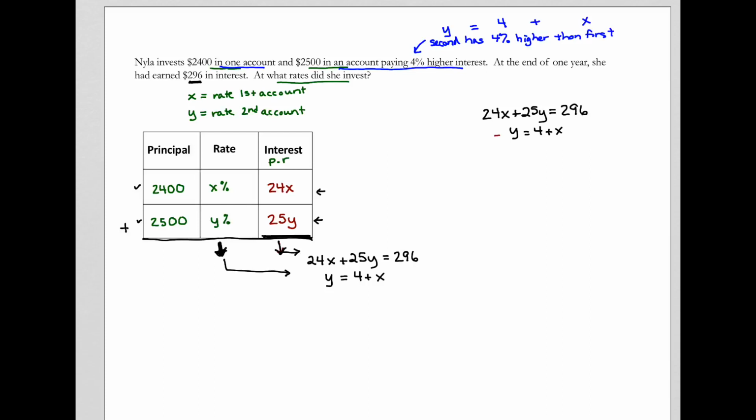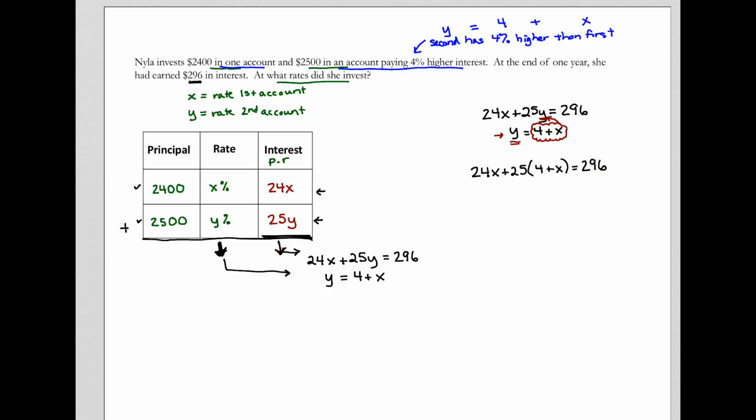So notice our second equation is already solved for y. So we take that expression, y equals 4 plus x, and we use it to replace y in the other equation. So right here, we're simply going to replace the y with 4 plus x. That gives me 24x plus 25 times 4 plus x equals 296.